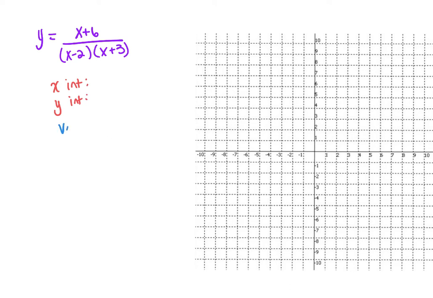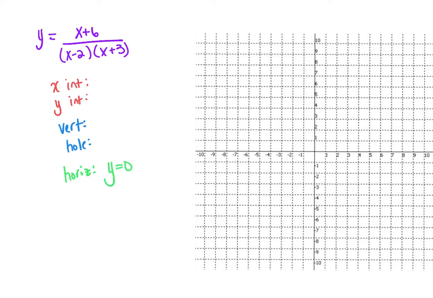I want my vertical asymptotes, my holes, and my horizontal. All right, easy enough. I'm going to start. It's already in factored form, so that's easy. What's my degree on bottom going to be? It's going to be 2, right? If I were to FOIL that, I would have a degree on bottom of 2 and a degree on top of 1. What is my horizontal asymptote? Yeah, it's y equals 0.